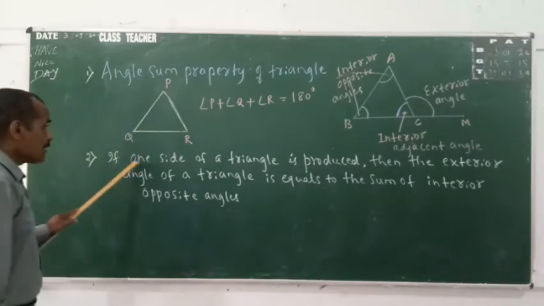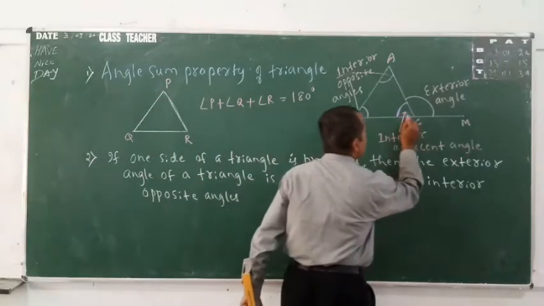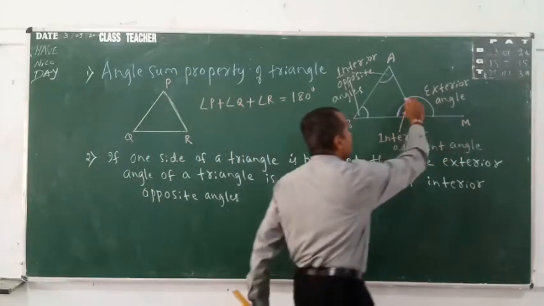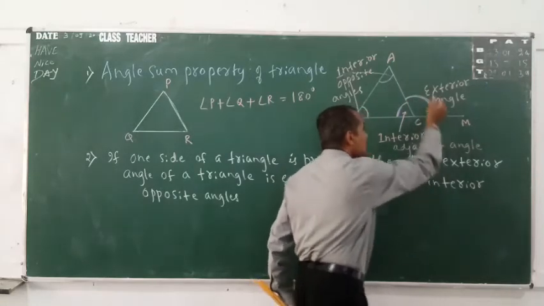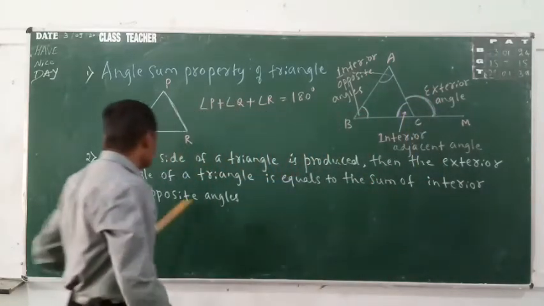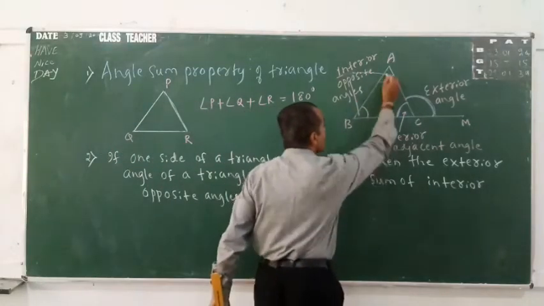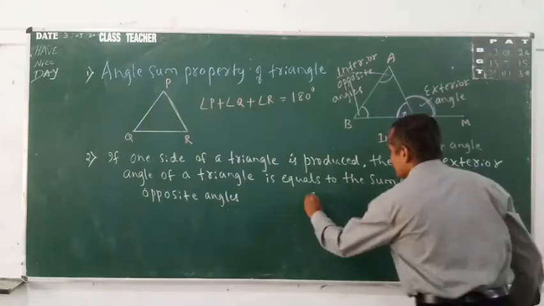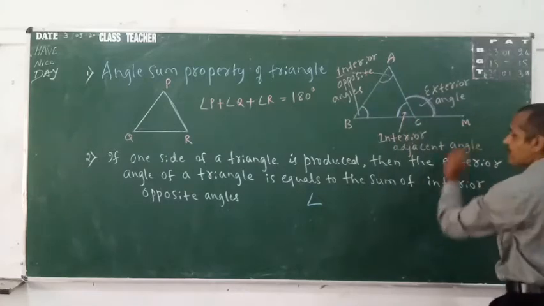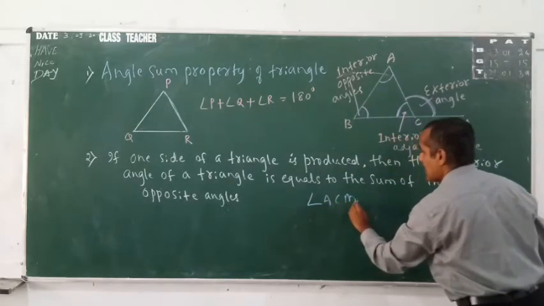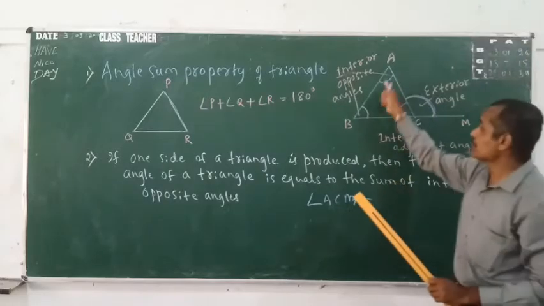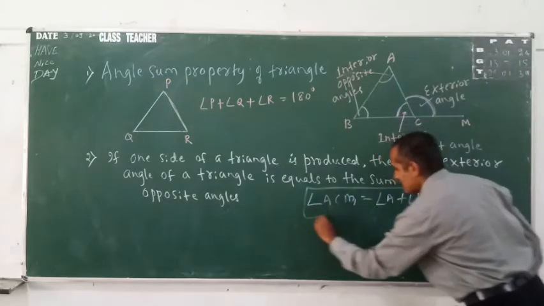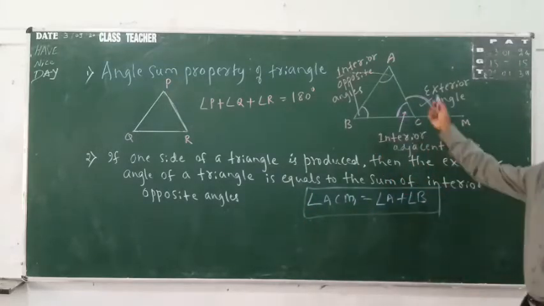What they say? If one side of a triangle is produced, then the exterior angle of the triangle is equal to what? Sum of the interior opposite angles. Sum of these two is equal to this. That means I can write angle ACM is equal to the sum of these two angles, that is angle A plus angle B. This is a new property you have to keep in mind.